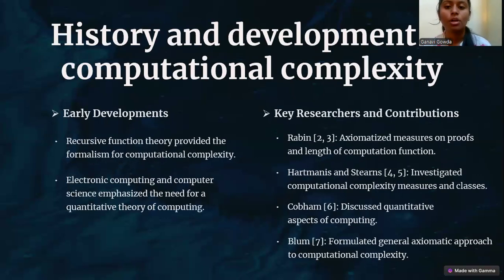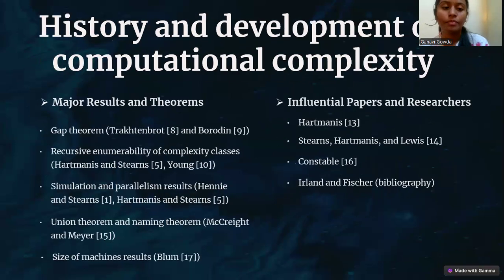History and development of computational complexity. Early developments: recursive function theory provided the formalism for computational complexity. Electronic computing and computer science emphasized the need for a quantitative theory of computing. Major results and theorems: first, the gap theorem. Second is about recursive variability and complexity classes. Third is simulation and parallelism results. Fourth is the union theorem and naming theorem. And the fifth is size of machine results.